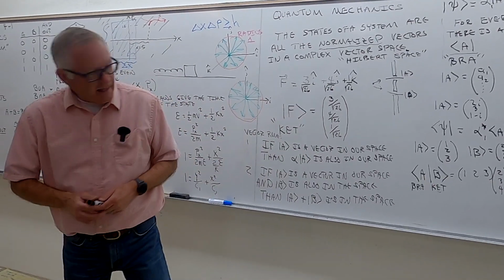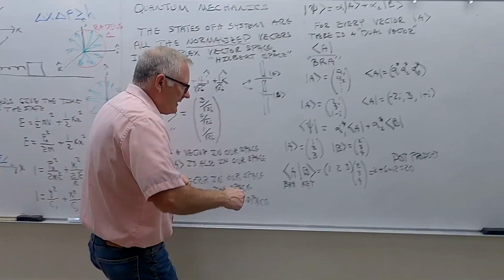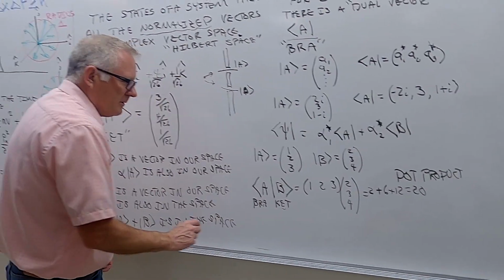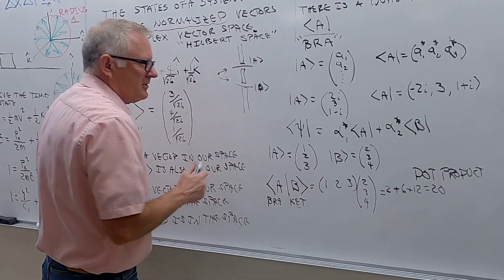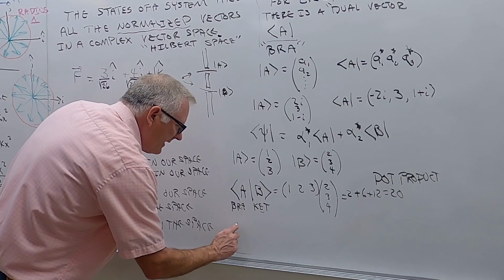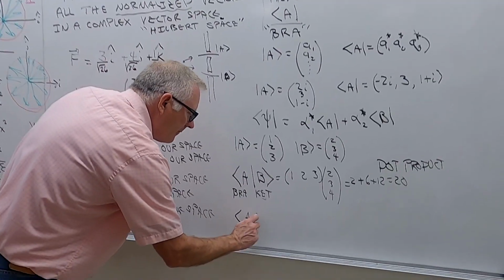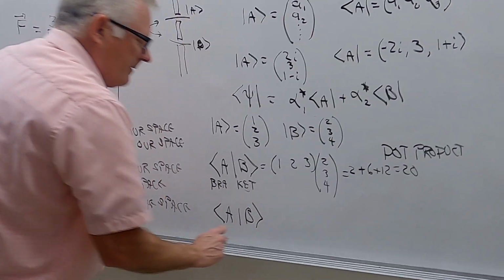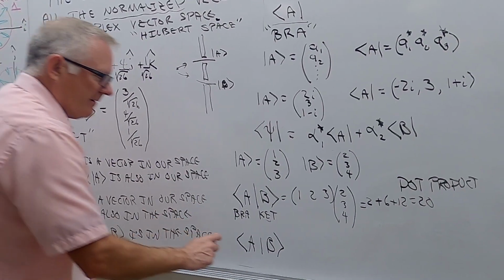It's just the overlap. What if we have something like, what if we flip these two? What's the difference between bra A ket B, and is that the same as bra B ket A? Right here.